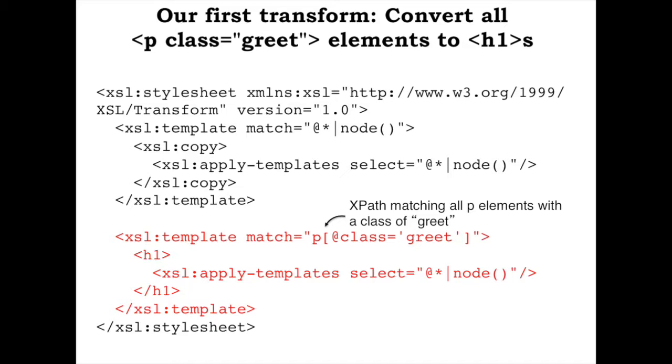So what you're seeing here is match your P elements, and then you can put in square brackets what's called a predicate, which is basically a test for conditions that they meet. It's actually very similar to CSS, where you can do attribute tests like that. So here we're matching P elements that have a class of greet. And we're saying instead of copying them verbatim to the output like we do in our template above, we want to convert them to an H1 element.